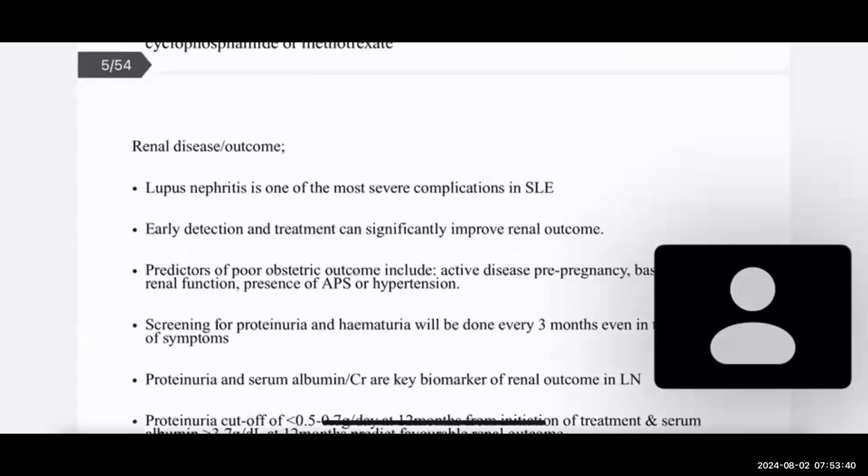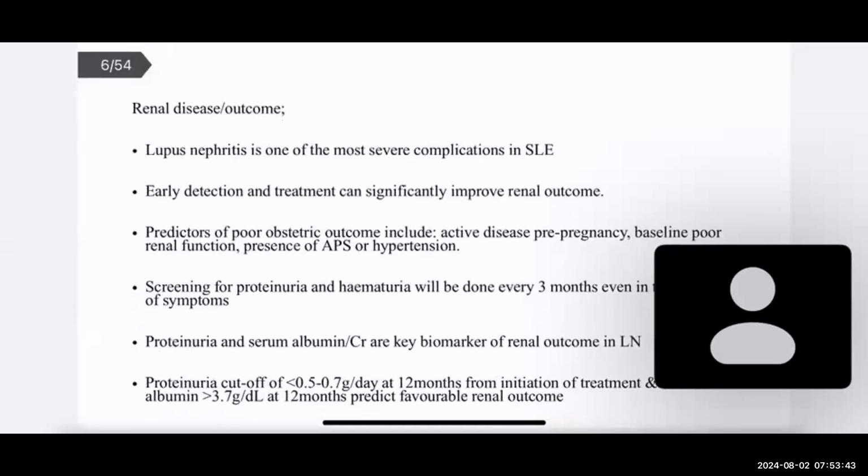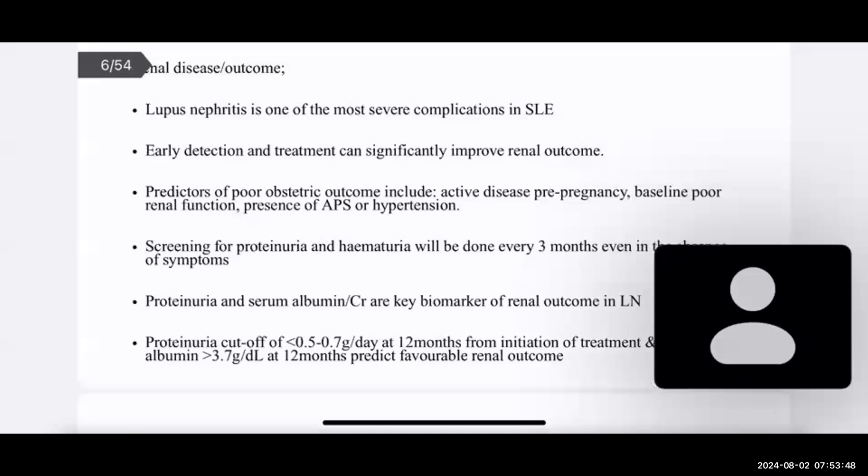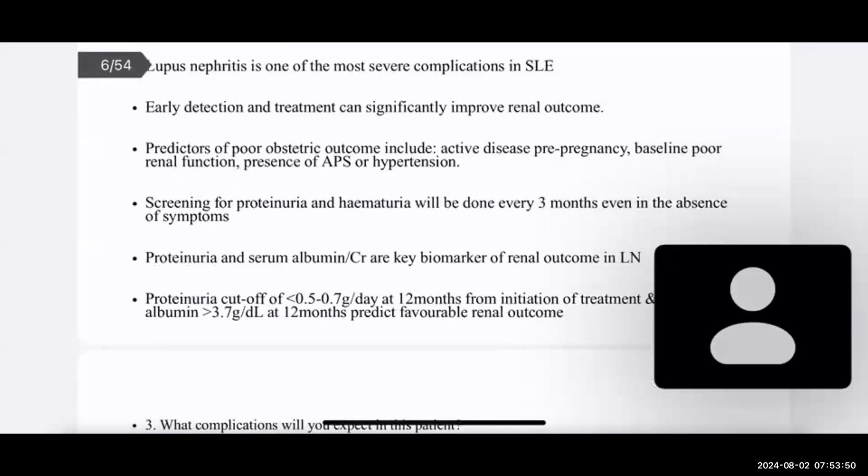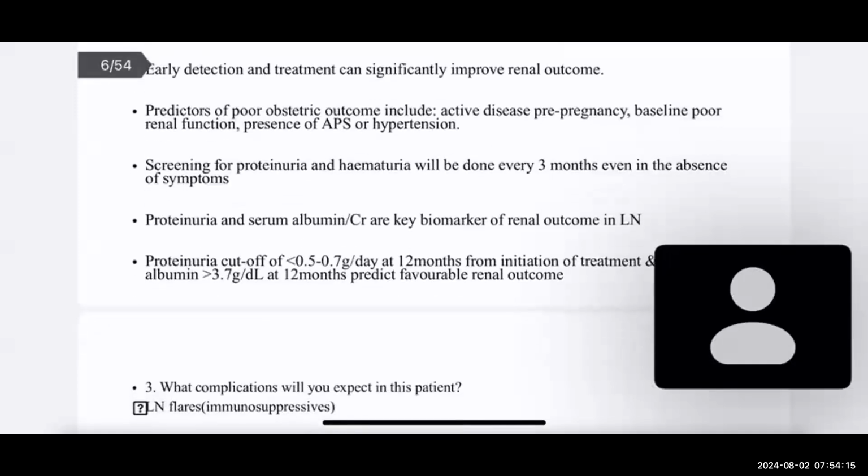Then my counsel for her on renal disease and outcome would be that lupus nephritis is one of the most severe complications of SLE. Early detection and treatment can significantly improve the renal outcome. Some predictors of poor obstetric outcome would be patients who have active disease pre-pregnancy, baseline poor renal function, and patients who have presence of antiphospholipid syndrome or hypertension. And I'd let her know that despite the fact that it appears as though there is absence of symptoms at the moment, I'll still keep screening her for proteinuria and hematuria every 3 months.